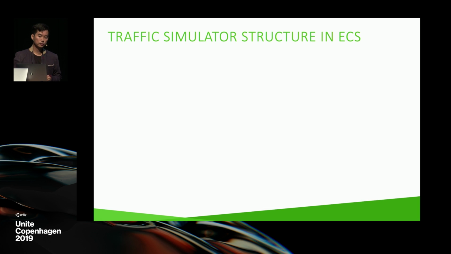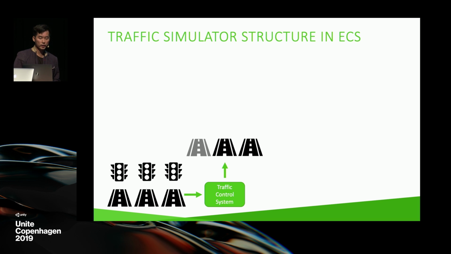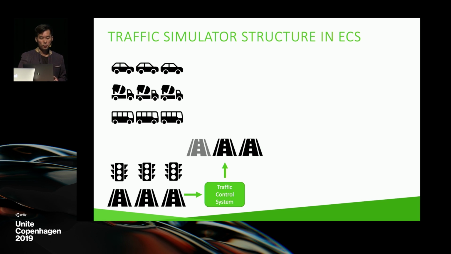So how do I break down the traffic simulator project into entity, component, and system? First we have a bunch of entities that represent the road lanes and the traffic control points. I'll talk about the traffic control point later. These entities will be fed into the traffic control system. The output will be the lane state, the state of each of the lanes, whether they are enabled or disabled. A disabled lane does not allow incoming traffic.